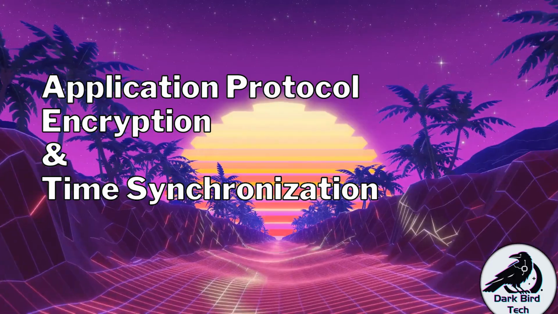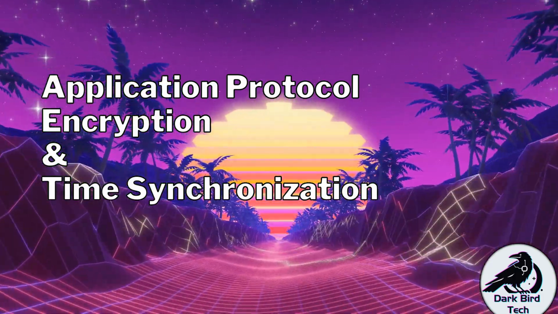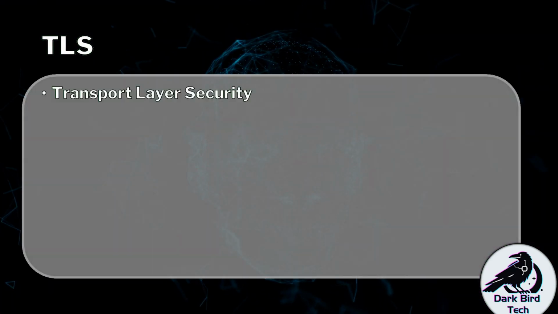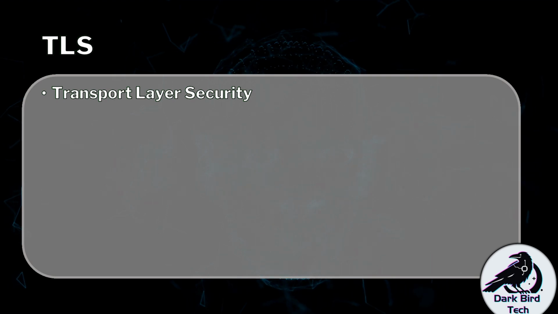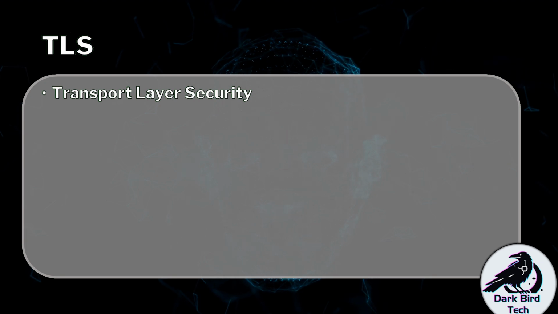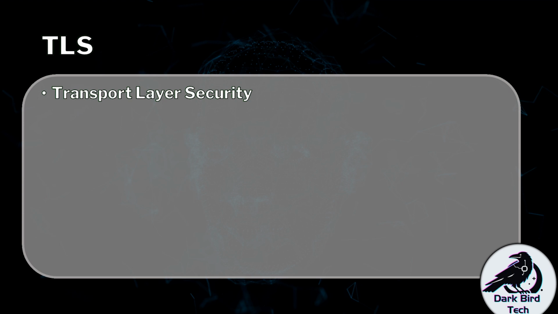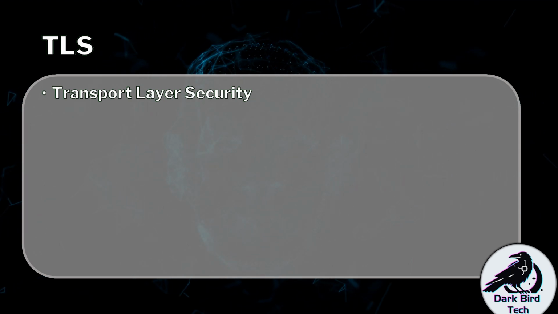So first of all, let's look at application protocol encryption and time synchronization protocols. And for the encryption, we're going to talk about TLS. Now, the reason why we're going to talk about TLS here and in the security videos for Network Plus is because a lot of our application services do get an encrypted counterpart. For instance, you get HTTP and HTTPS, and TLS is used to do that encryption.